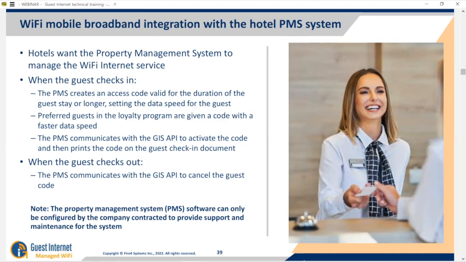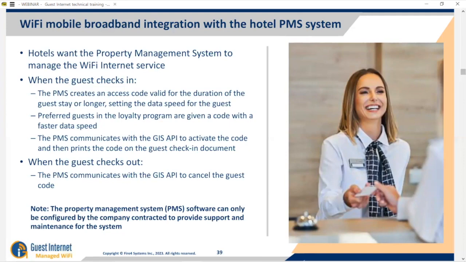The guest can use that code to access the internet from that point on. And then when the guest checks out, the PMS system sends that code back to the gateway to tell the gateway to remove the code.